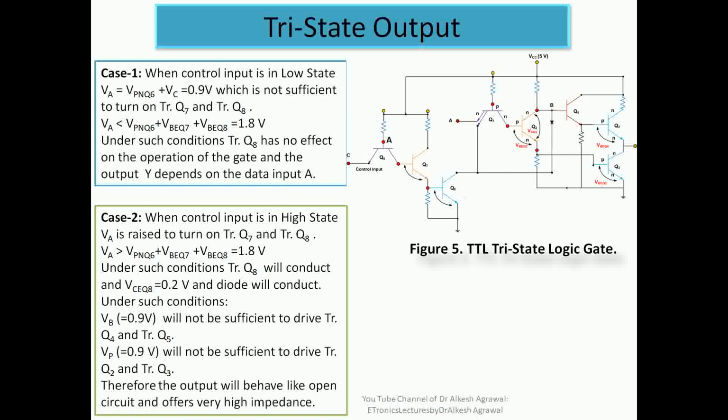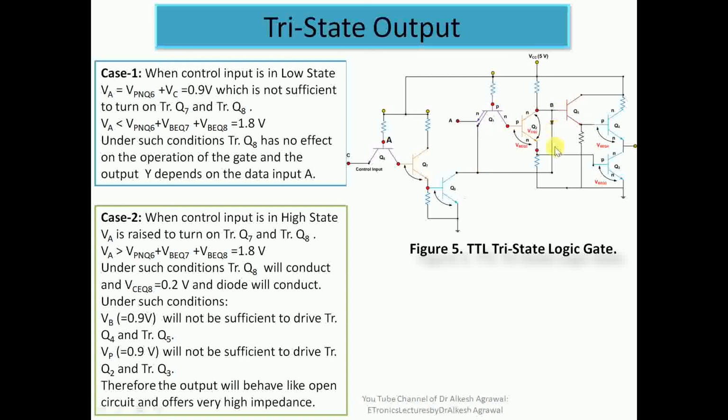The second is when control input is high. When control input is high, the potential at this point will be raised up. This will conduct and this will also conduct, goes into saturation. Once Q7 and Q8 go into saturation, the potential at this point will reduce to 0.2 volt, and we see Q8 is 0.2 volt. Once this potential is at 0.2 volt, the diode conducts, and through this path the current will also flow.